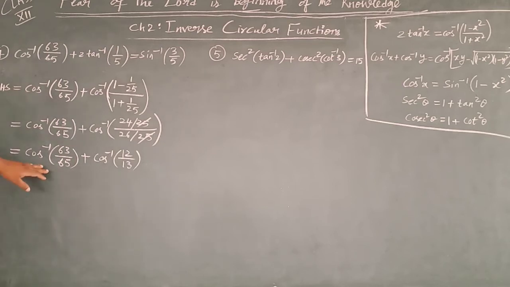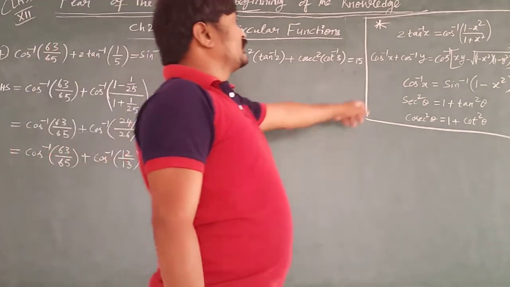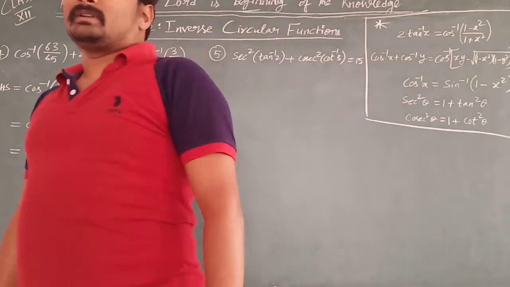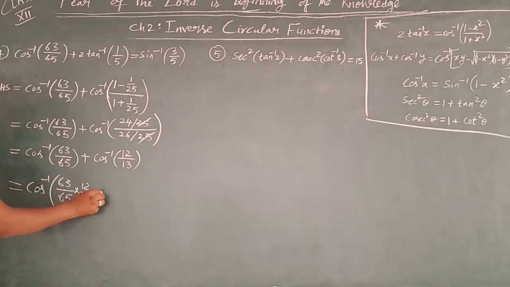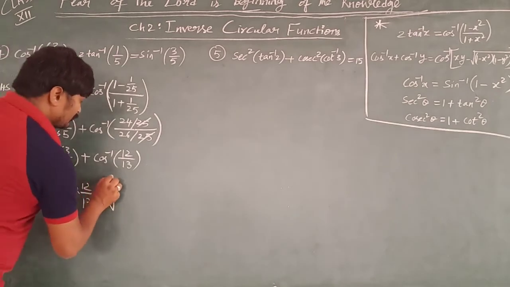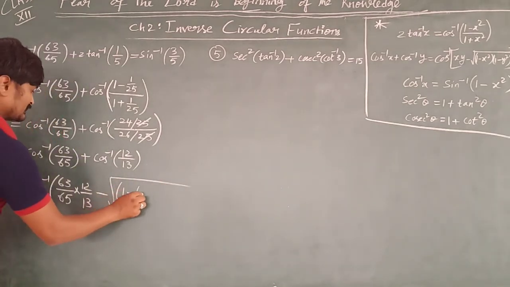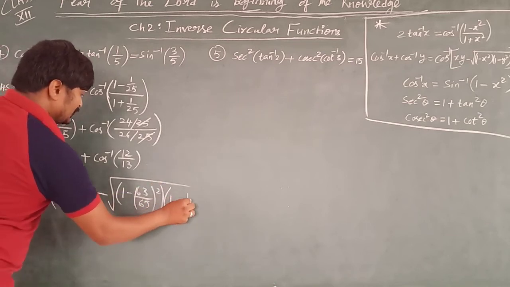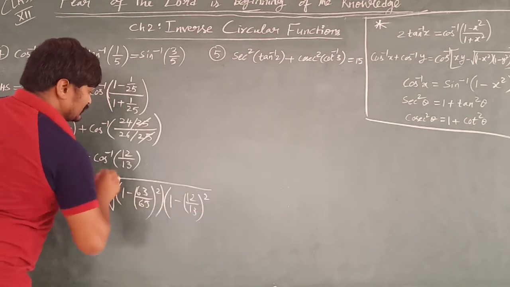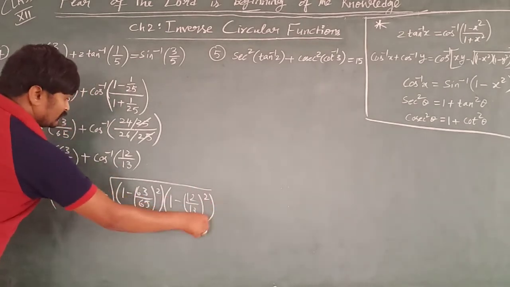So now you have the cos inverse x plus cos inverse y formula. That is cos inverse xy minus square root of 1 minus x square into 1 minus y square. Just substitute that formula, then you can write cos inverse 63 upon 65 into 12 upon 13 minus square root of 1 minus 63 upon 65 whole square into 1 minus 12 upon 13 whole square. When you simplify it, what are we going to get now?